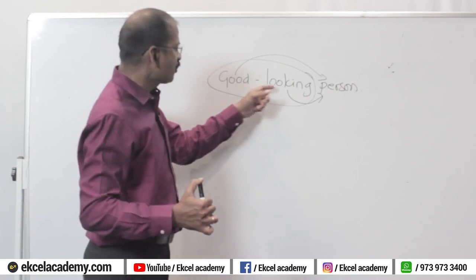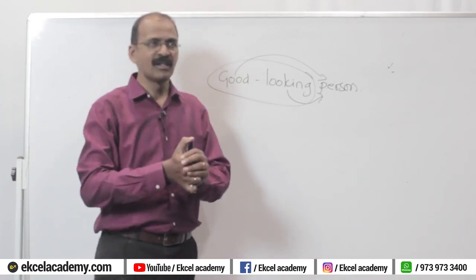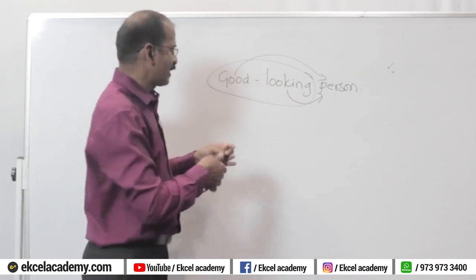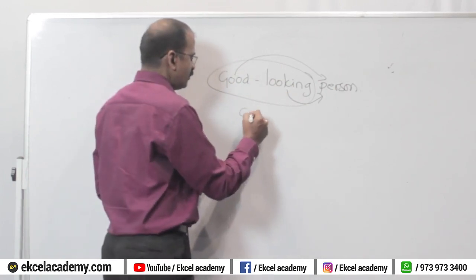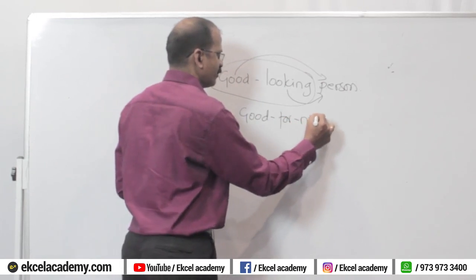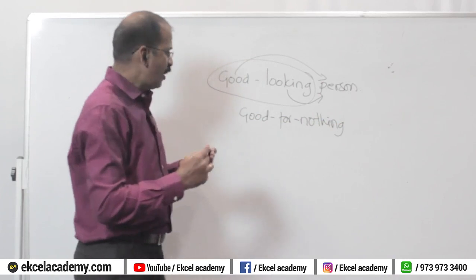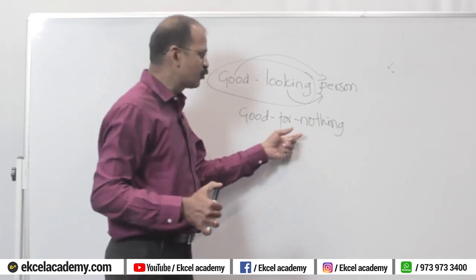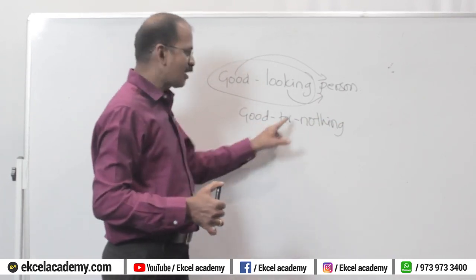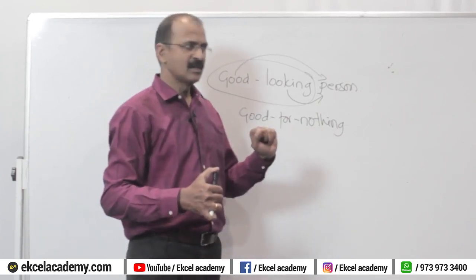So here this good-looking is a group of words that together describe the noun. It could be more than two also. For example, good-for-nothing. So here you have a good-for-nothing person, in one word a useless person. But these are compound adjectives and these are joined by hyphen.